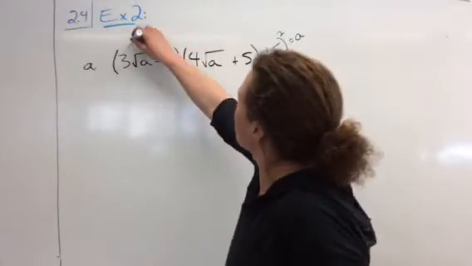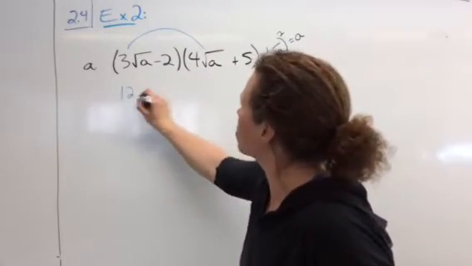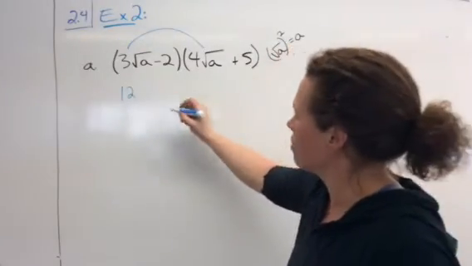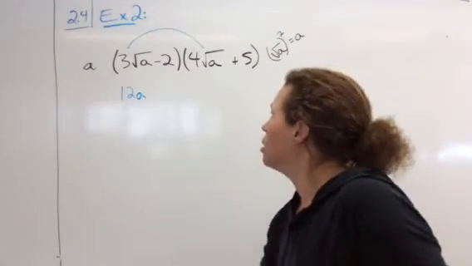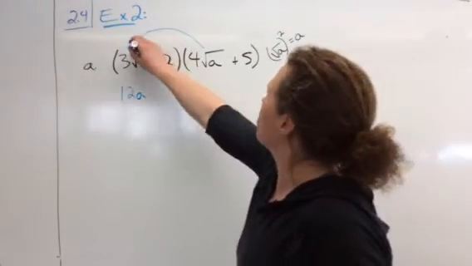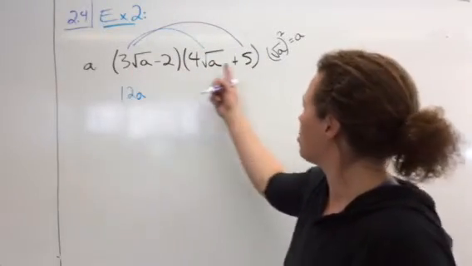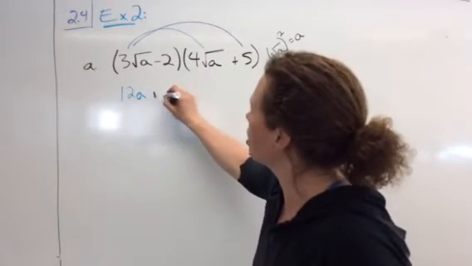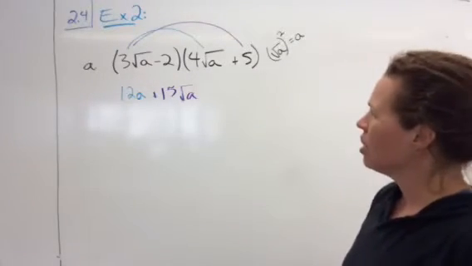We start with 3 root A times 4 root A, so 3 times 4 gives us 12, and then root A times root A gives us A. So we just write down the A. Outside we've got 3 root A times 5. That's easier because we just have to go 3 times 5. There is no root A on this side, so we're just going to go plus 15. The root A just stays there.